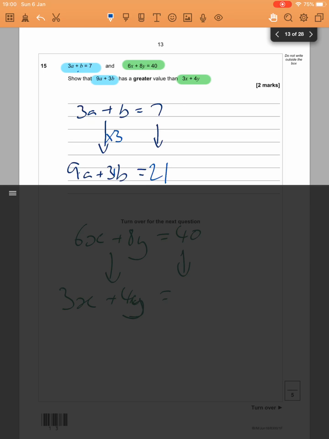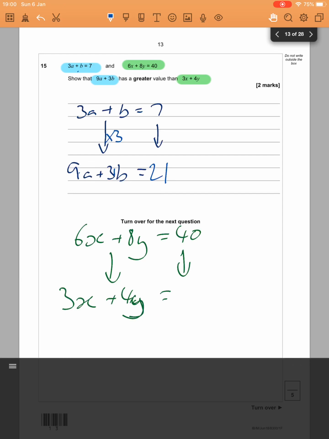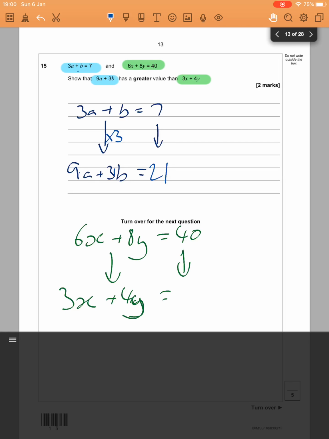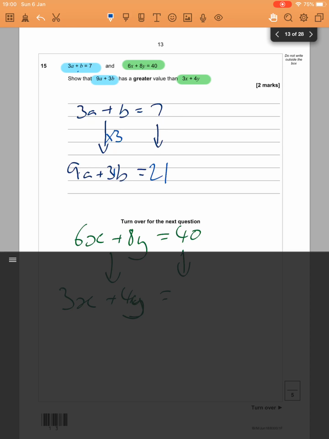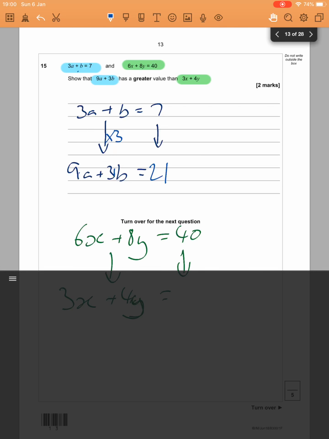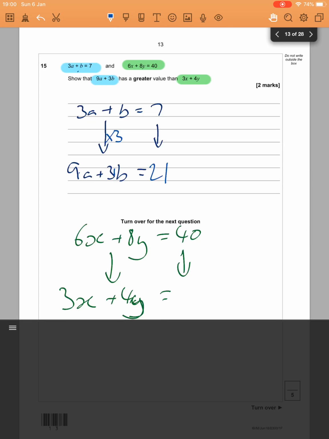Now let's have a look at these green ones here. We've got 6x plus 8y is 40, and that links to this 3x plus 4y. What has happened to get from 6x to 3x and from 8y to 4y? And therefore what has happened to the answer? And you can figure out the number that goes there.